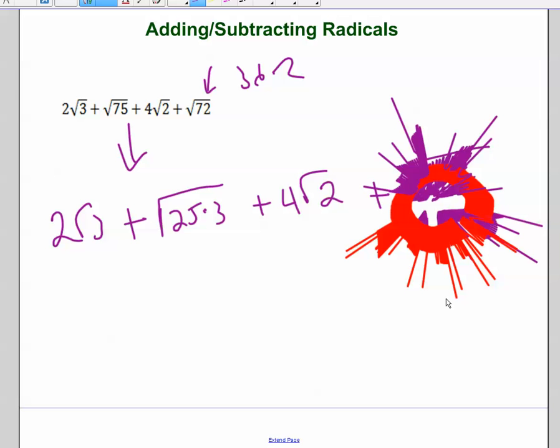But anyway, that's 36 times 2, so that's going to be 6 radical 2. And you just add up your radical 3s and your radical 2s, and you're done.